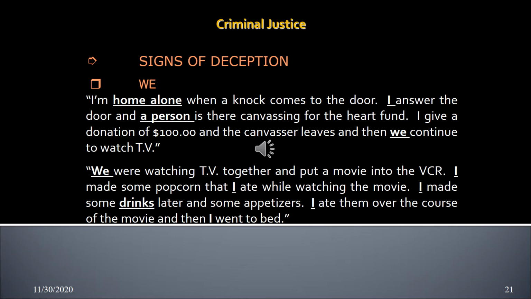The other thing is, of course, she says I'm home alone when a knock comes to the door. I answer the door, and a person is standing there, and then later on she says we continue to watch TV. The fact that she says it's a person, and I know this case is a woman, is an attempt to conceal the gender of the person who knocked at the door. For whatever reason, maybe that canvasser came in, and that's who became the we. Perhaps they just were not trying to acknowledge that the person at the door was somebody they knew or whatever. But there's an inconsistency there for various reasons.